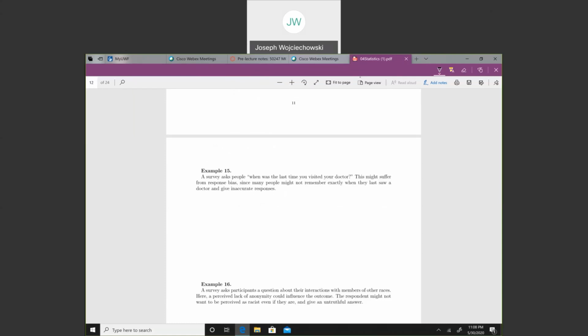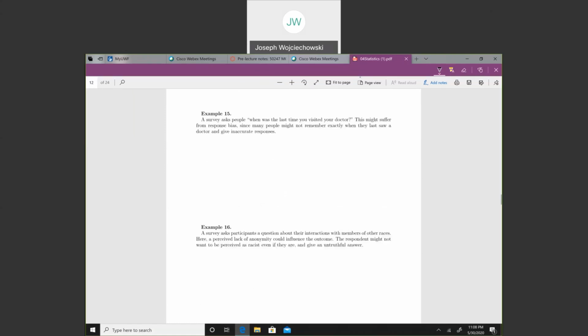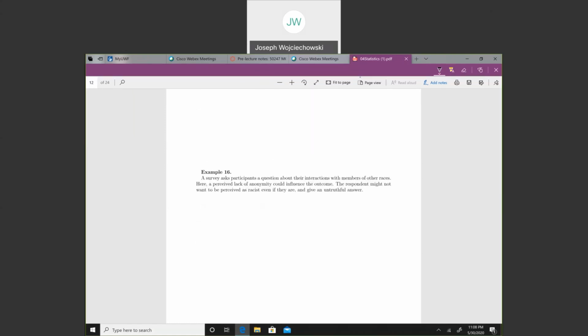A survey asked people, when was the last time you visited your doctor? This might suffer from response bias, since many people might not remember exactly when the last time they saw their doctor and give inaccurate responses. The survey asked participants a question about their interaction with members of other races. Here, a perceived lack of anonymity would influence the outcome. The respondent might not want to be perceived as racist even if they are and give an untruthful answer.